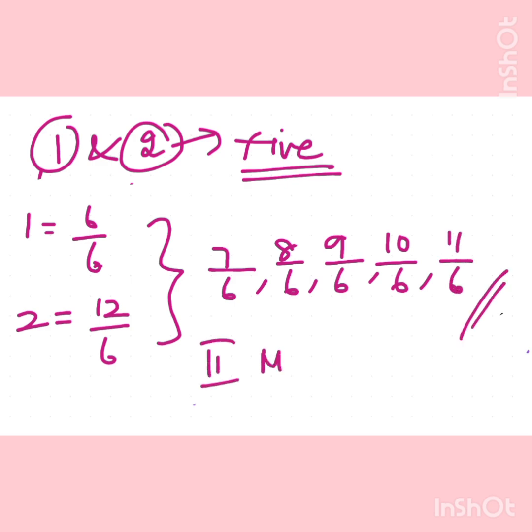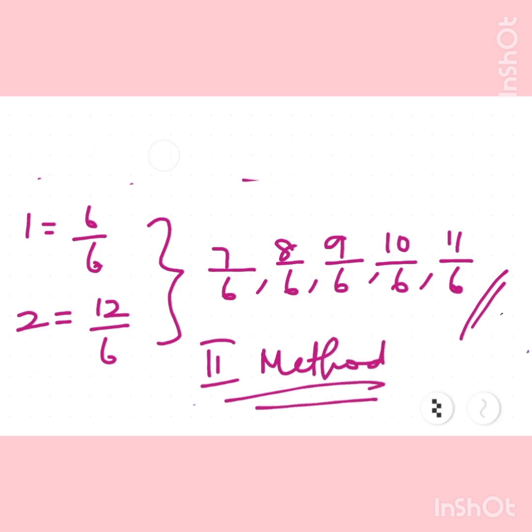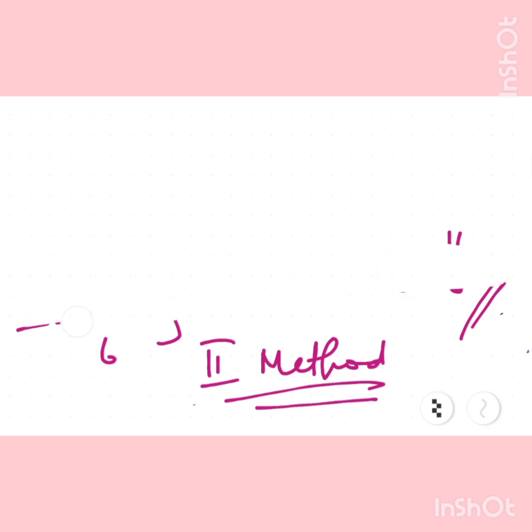Okay, so with the denominator the same, we just increase the numerators. So those lie between 6 and 12. This is the second method.